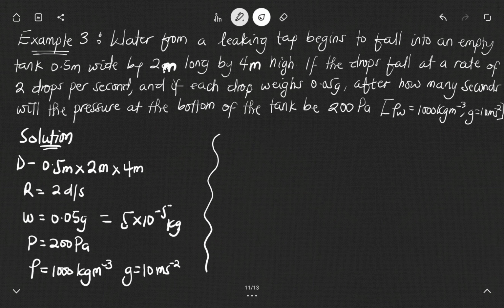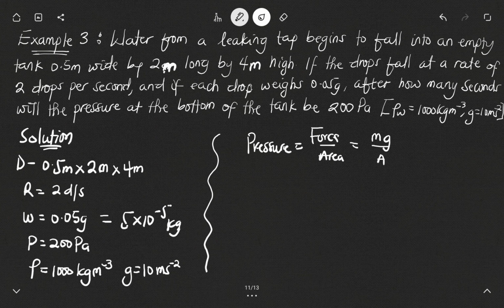So which other formula do we know for pressure? We also know that pressure is equal to force over area. Now we know that force is mass times gravity, then we divide by area. From here it means that we can get the total mass of the water at 200 pascal. If we get the total mass of the water at this particular pressure, then we can use the rate of drops to calculate the seconds it takes to get this 200 pascal.